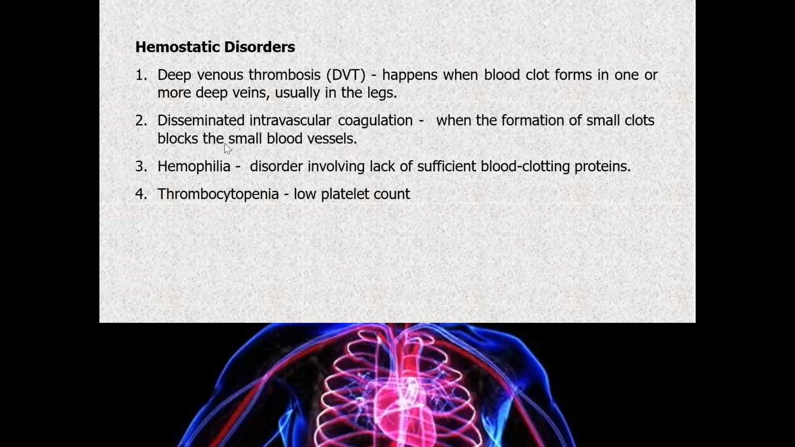Okay? Disseminated intravascular coagulation, also known as DIC. So here, what happens to the patient is that they form spontaneous blood clots. Okay? That block the small blood vessels. Okay? So when we say hemophilia, this is a disorder that involves a lack of sufficient blood clotting proteins. So that's why we have hemophilia A, hemophilia B, and hemophilia C.